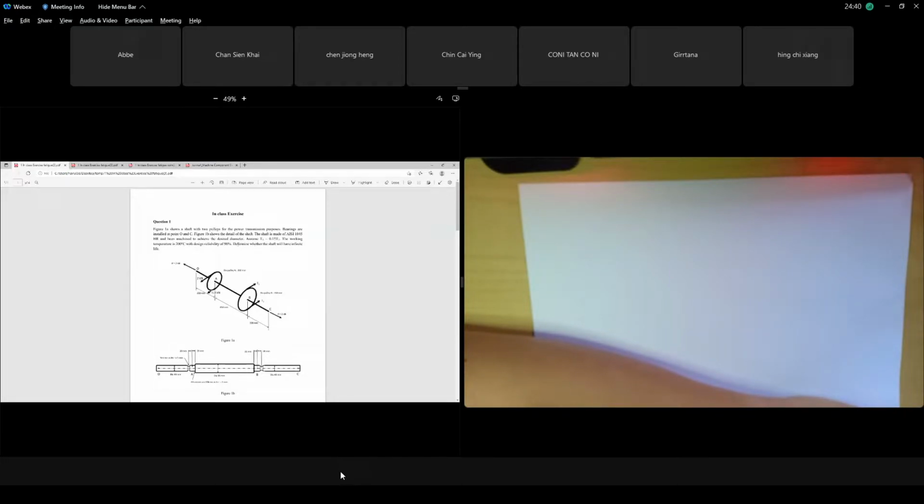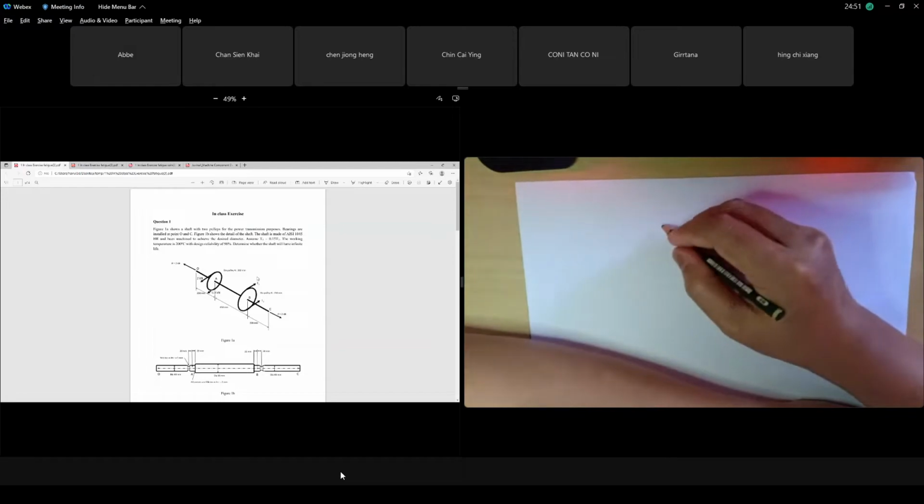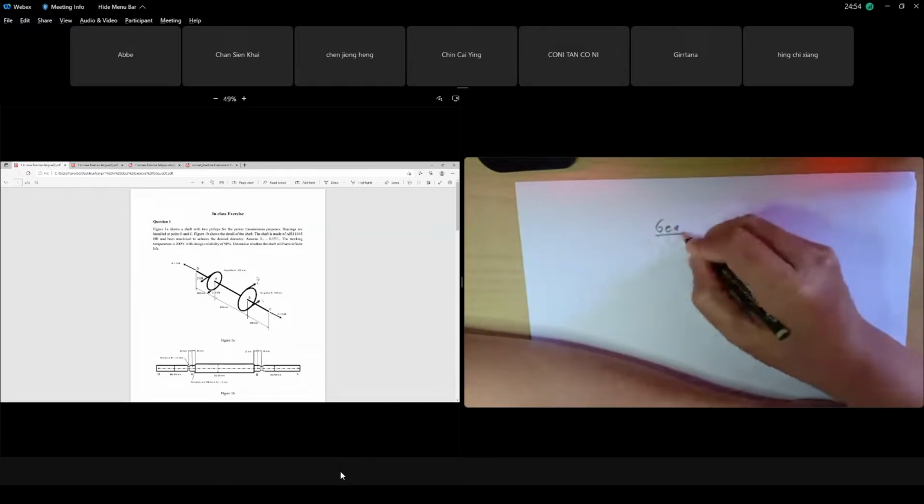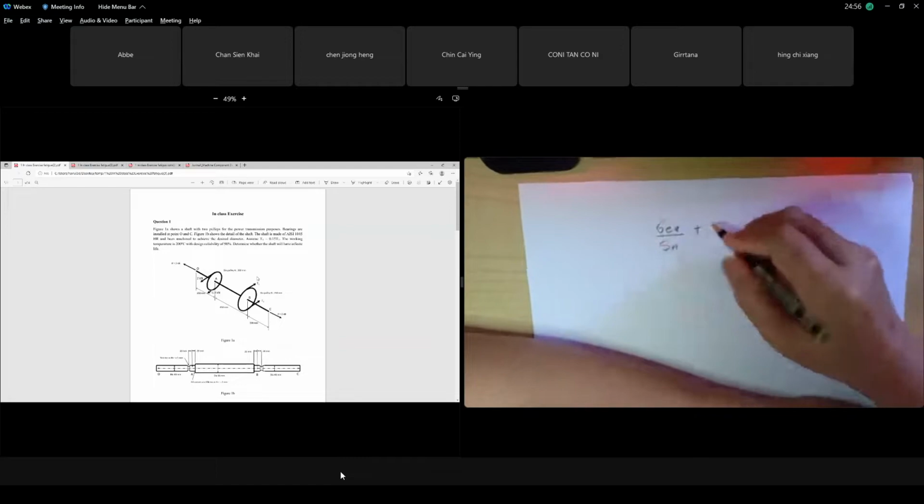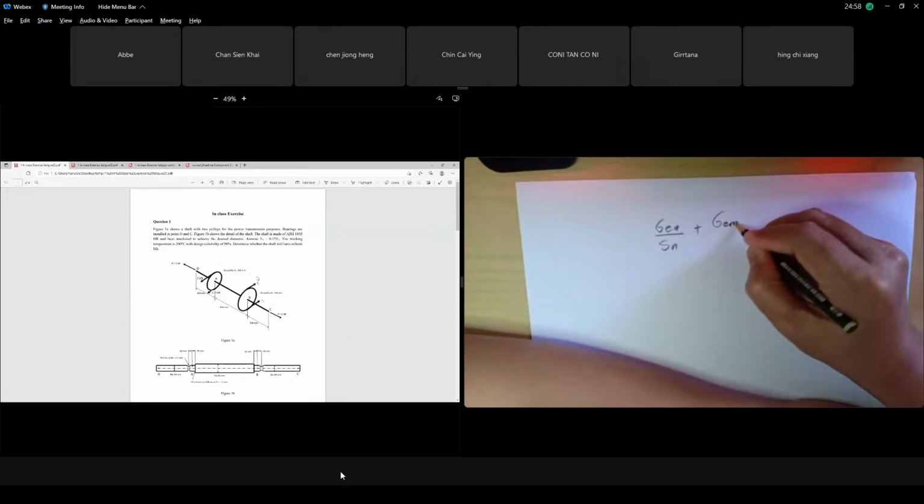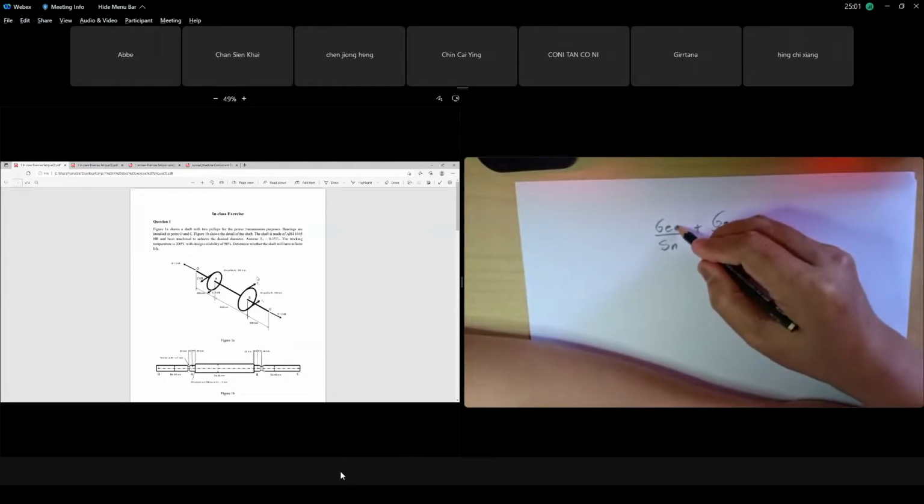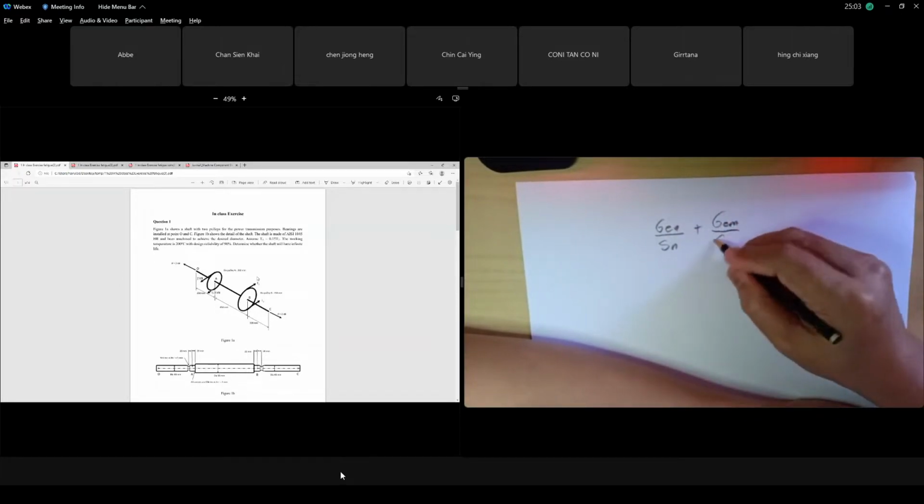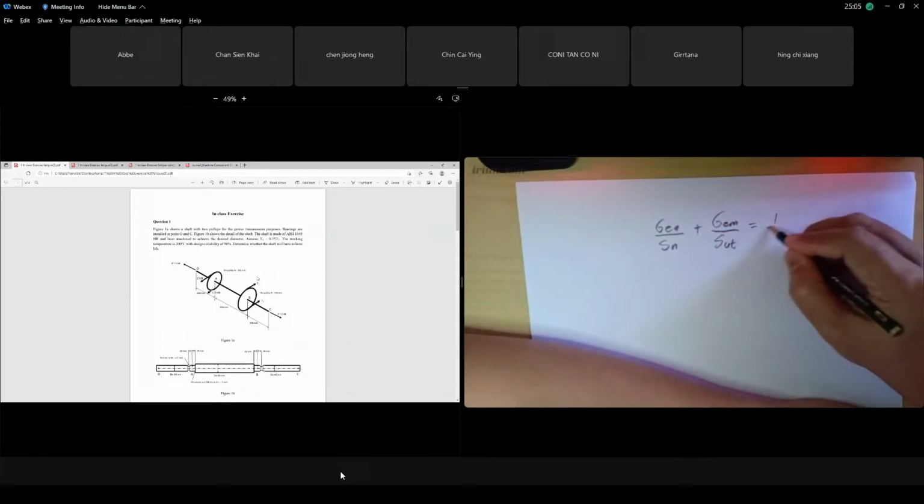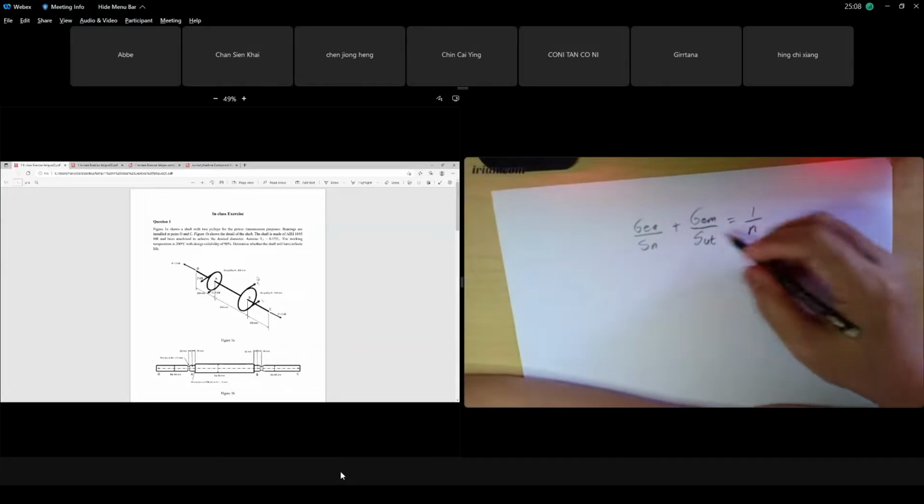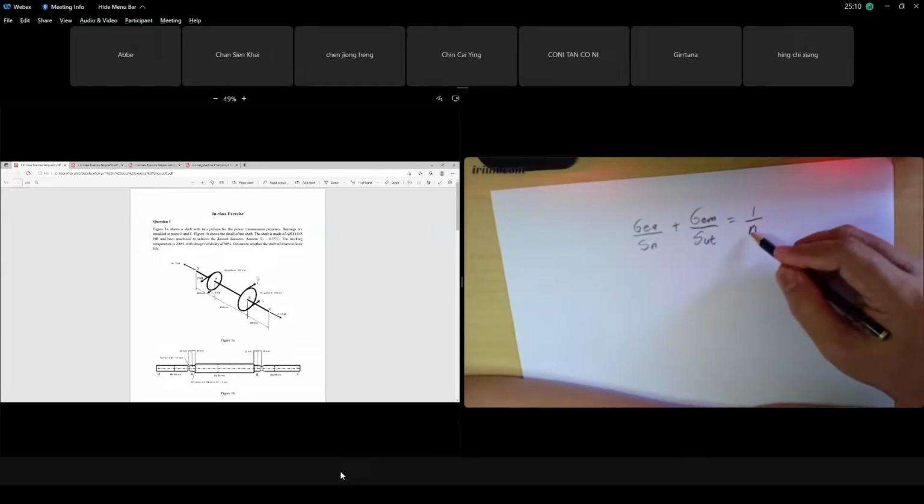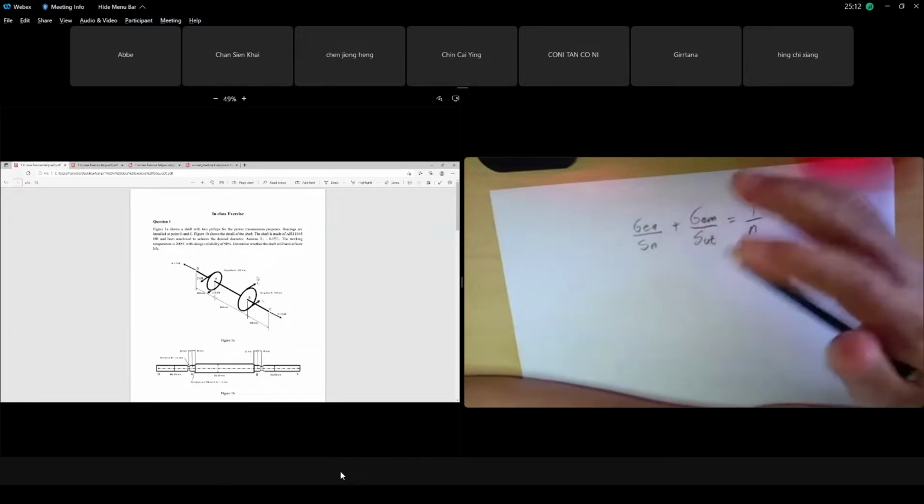Determine whether the shaft will have infinite life. Now we want to check that, which means we need to find the safety factor. You know your safety factor: sigma_a, the alternating amplitude, over the endurance limit Se, plus sigma_m, the mean, over Sut, equals 1 over the safety factor. You put in all the values. If your safety factor is greater than 1, the shaft will have infinite life.